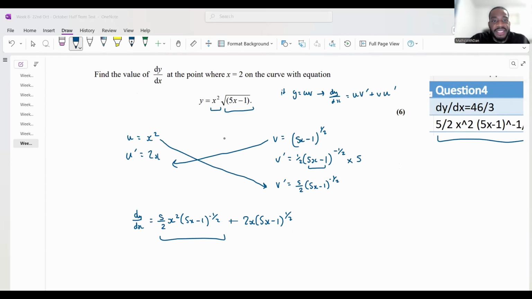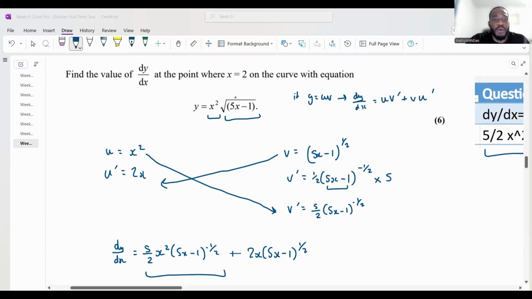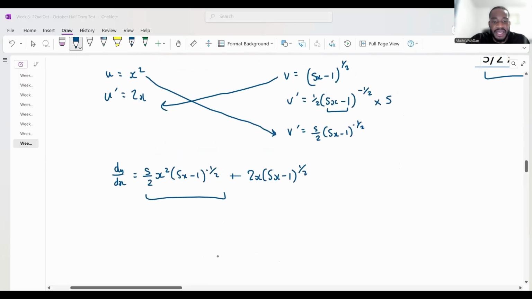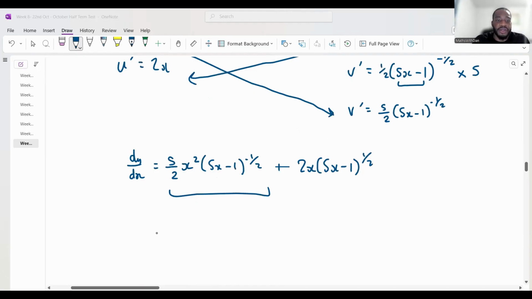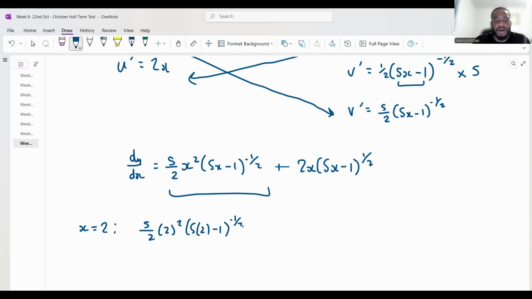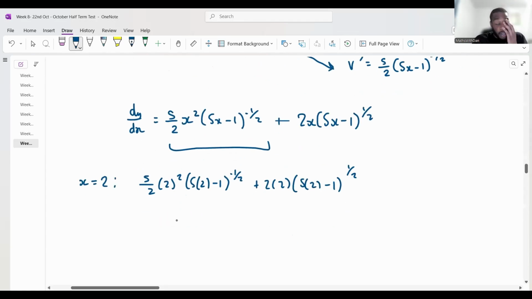Now it says x equals 2. We want dy/dx when x equals 2. So you're just going to plug in x equals 2 into this and see what we get. Plugging in x equals 2, it's going to be 5 over 2 times 2 squared, times (5 lots of 2 minus 1) to the minus a half, plus 2 lots of 2, times (5 lots of 2 minus 1) to the half. Have I written that all correctly? I think so. Yeah, that's fine.